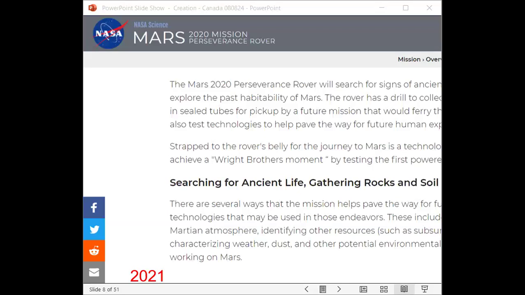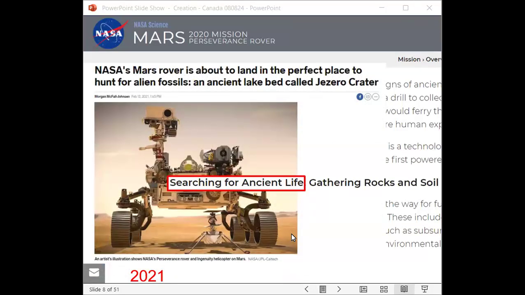See this NASA webpage on the Mars exploration here. They say that they search for ancient life, and gather rocks and soils to find it. Based on this article, one blogger puts it this way: NASA's Mars rover is about to land in the perfect place to hunt for what? Alien fossils. Okay, so that's a philosophy now.